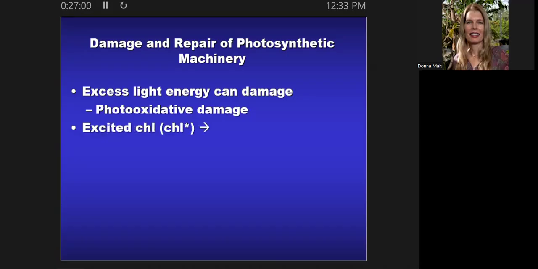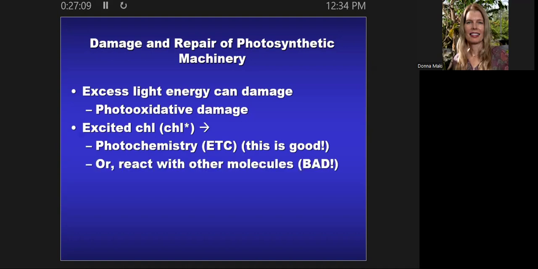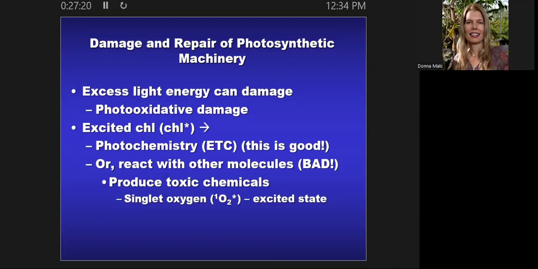Basically, what that's saying is that instead of an excited chlorophyll donating its electron off into the light reactions, it messes up and will give electrons off to other things instead. And then you can get essentially free radicals. Often it's a singlet oxygen that's highly reactive. In general, free radicals are toxic chemicals.